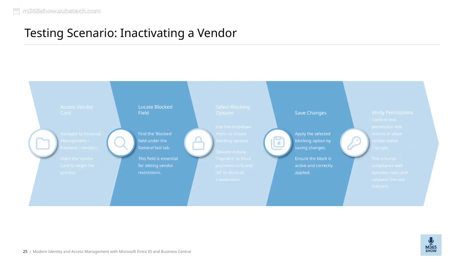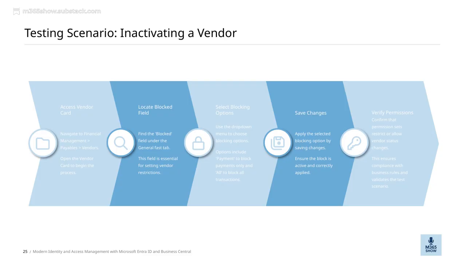Now, let's walk through the testing scenario where we inactivate a vendor. First, we want to confirm that our permission sets are correctly restricting or allowing vendor status changes. This step is crucial because it ensures that our system complies with the business rules we've set and that our test scenario is valid. Next, after verifying permissions, we need to apply the selected blocking option by saving our changes. It's important to double-check that the block is active and correctly applied, so the system behaves as expected during the test.